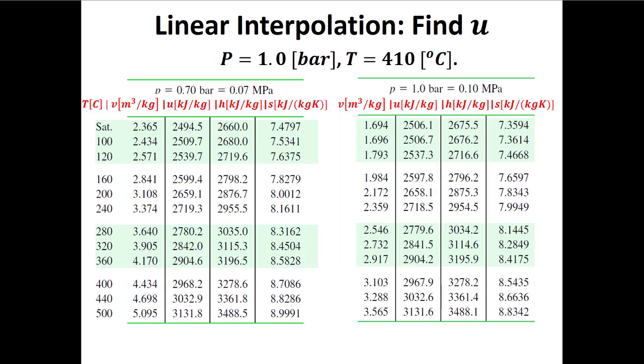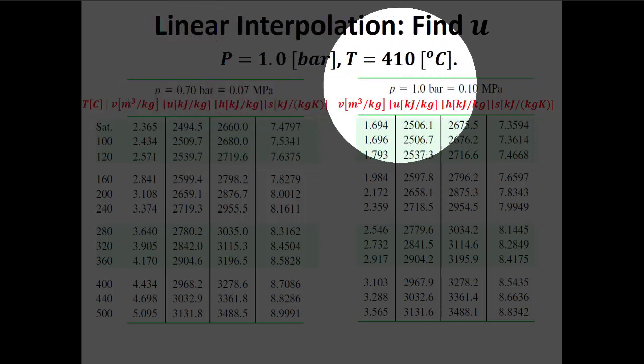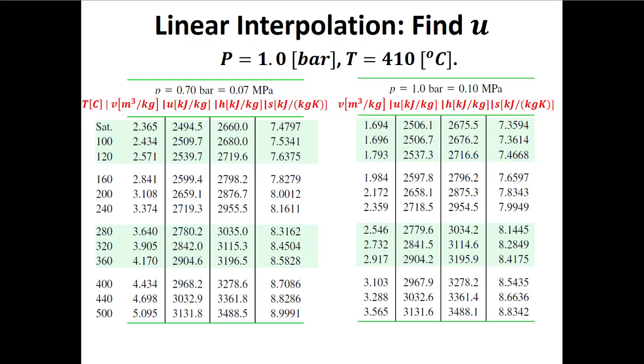So here's an example. Let's say we're trying to use linear interpolation and we want to find the specific internal energy. We want to do this for a case where the pressure is 1 bar, which is right about 1 atmosphere, and a temperature of 410 degrees. So here, I'm still going to look on table A4. I look at the top of all these subtables, and I see one table where my pressure is 0.7 bar. So I know that's not the right table. But then I have another table where my pressure is 1 bar, and that is the pressure that I'm looking for. So I know my answer is going to be somewhere on this table here.